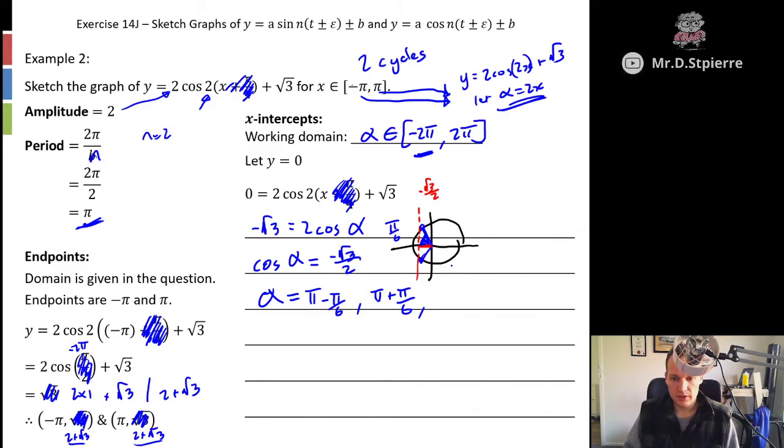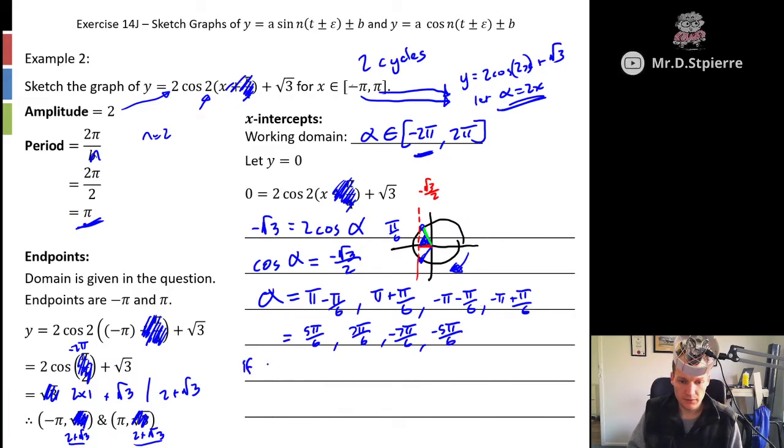So that can also be, if I went around, I could go negative pi minus another pi on 6. That would take me to that line. Or I could also go around this way again, negative pi, but then plus pi on 6. So my alpha angles are 5 pi on 6, 7 pi on 6, negative 7 pi on 6, and negative 5 pi on 6.